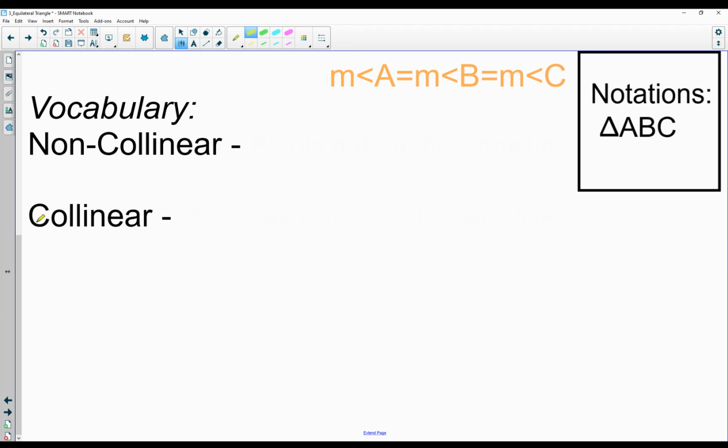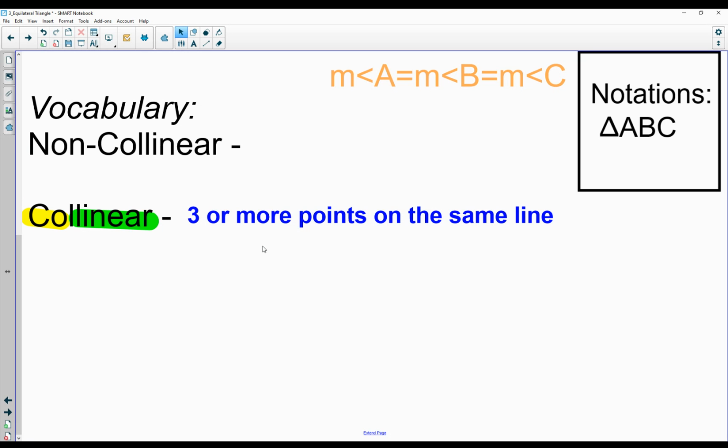So points are co and then linear. The prefix co means together or with, and then linear, line. So collinear points are three or more points that lie on the same line. The reason you have to have three or more is because any two points are always going to be on the same line. But as soon as you toss in a third point, it could or could not be on the same line. I'll show you what I mean by that.